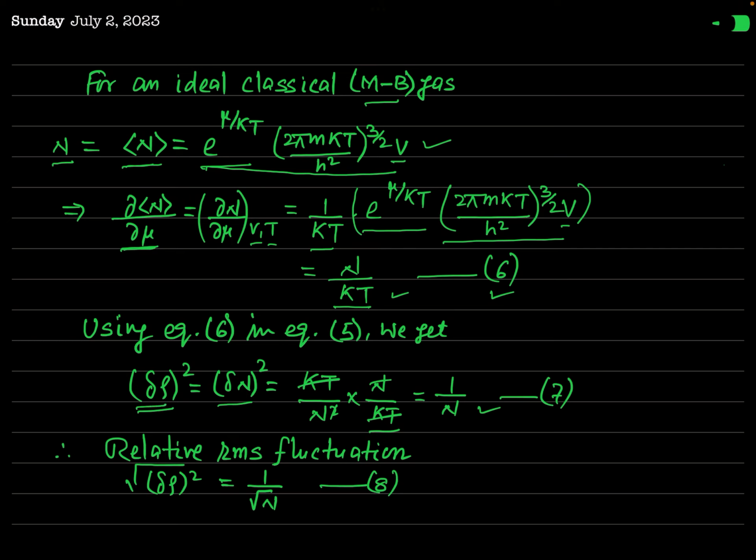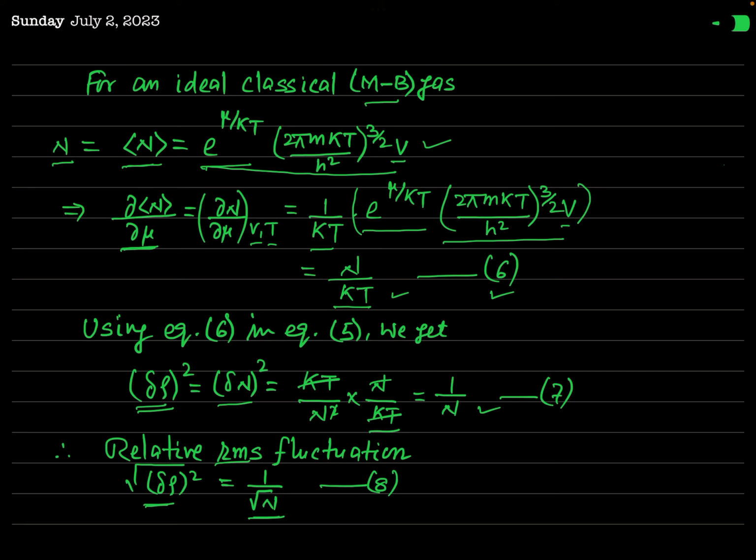Now if your aim is to find the relative root mean square fluctuation, what will you do? You will simply take the square root. So the relative root mean square fluctuation in this density will be equal to 1 over root n. You can see this result is the same as that obtained in the case of the energy fluctuation in the canonical ensemble. So the relative root mean square fluctuation solely depends on the number of particles.